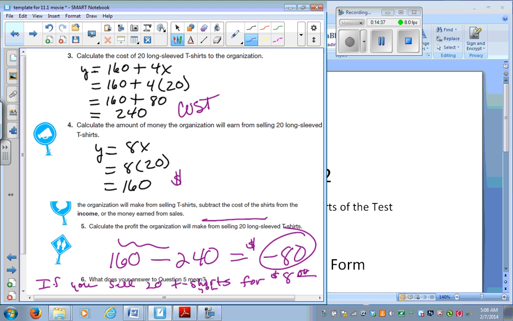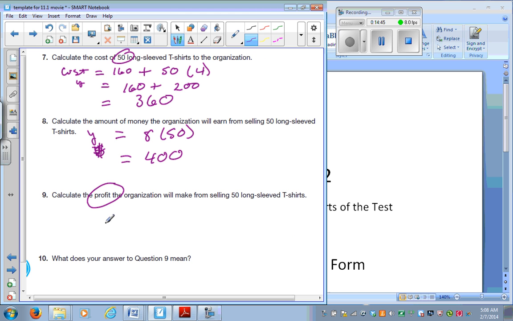So the profit, remember from our previous example, is the amount that you make minus the amount that it cost you. So they made $400 from selling the t-shirts. If we subtract the $360 it cost them to make the t-shirts in the first place, 400 minus 360 means their profit would be $40.